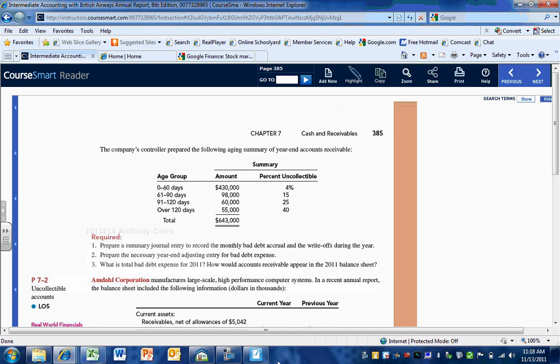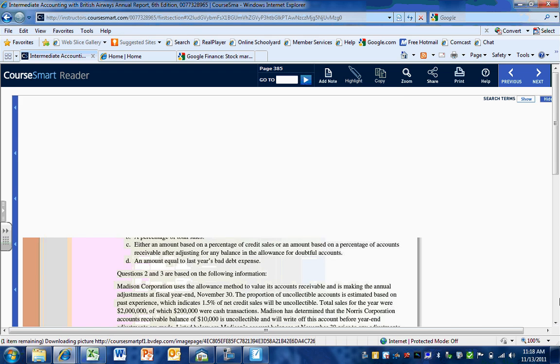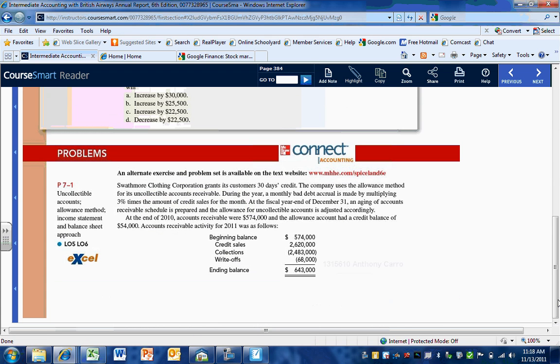So you'll have a good understanding of the account balance at the end of 2011 in the receivables from this information here. The other T accounts that you're going to want to set up are the T accounts for the allowance for uncollectible accounts and bad debt expense. Remember, bad debt expense is a temporary account.